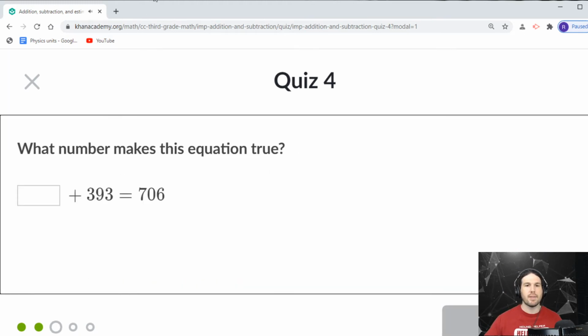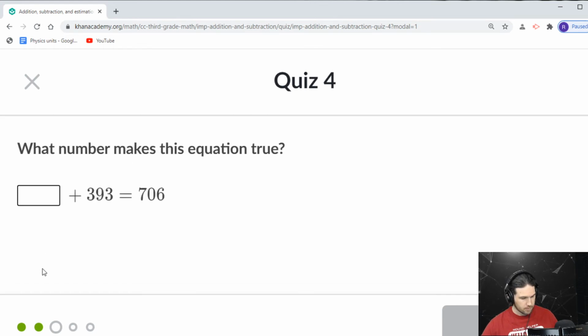What number makes this equation true? Well, again, I noticed that it is very, very close to 400. If I take 706 and subtract 400, I get 306, but I subtracted too many. I subtracted 7 too many. So instead of 306, I should add 7 to get 313.